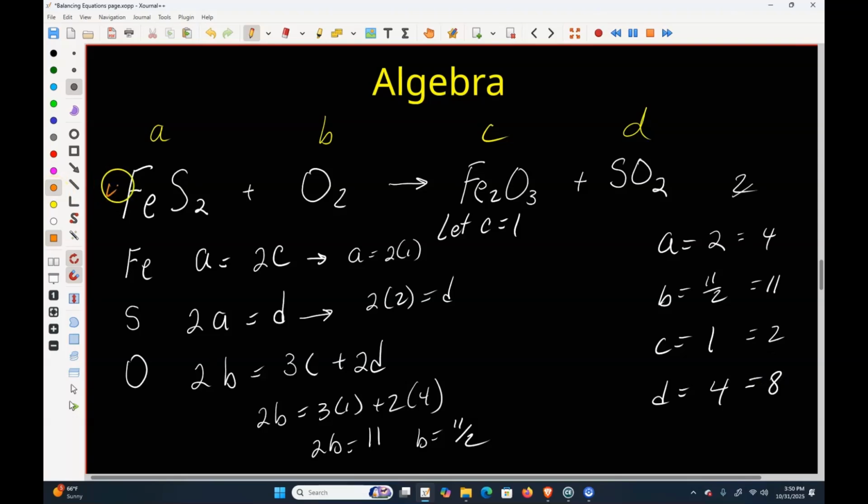Let's check it and see. 4, 11, 2, and 8. I have 4 irons. 2 times 2 is 4 irons. I have 2 sulfurs times 4 is 8. I have 8 sulfurs. 22 oxygens. 2 times 3 is 6, plus 16. Hey, that balances.